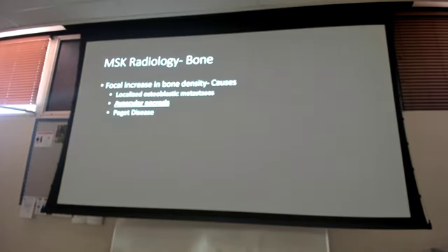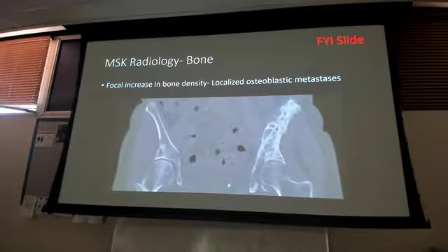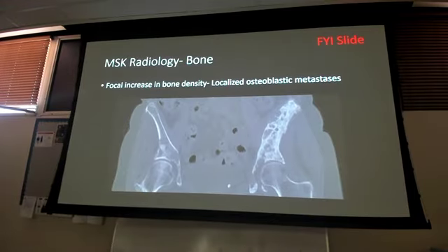Okay, now what about focal increase? Oh look, avascular necrosis is underlined and bolded, probably because that's the one we need to focus on. I think the other two are FYI. So focal increase: localized osteoblastic metastases. What type of imaging is this? CT. What kind of slice? Coronal, good. That might be important. Okay.